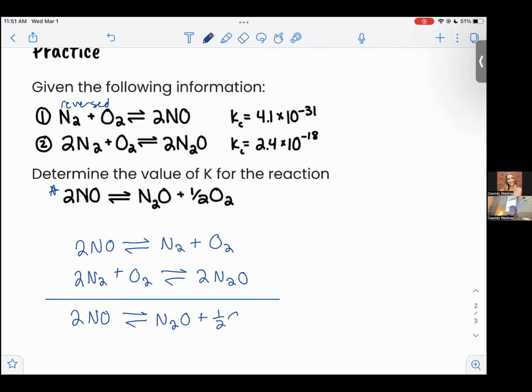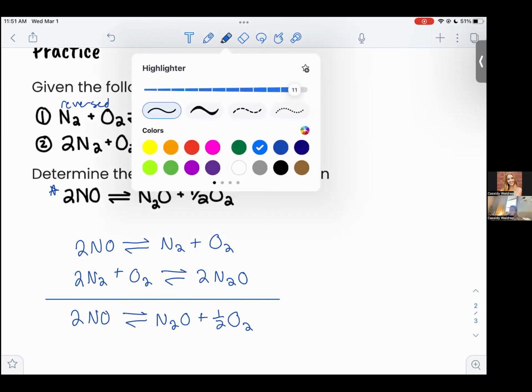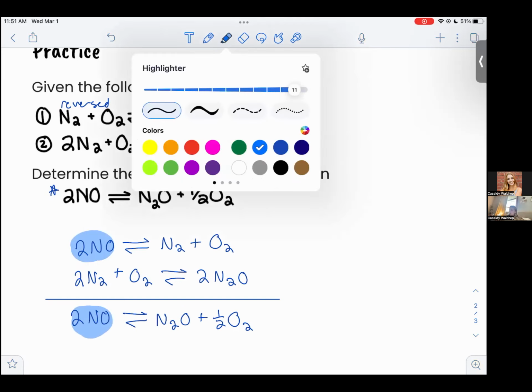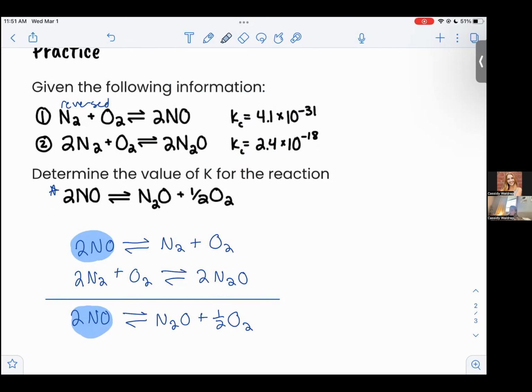So let's look at what we're dealing with right now using this highlighter. I have one NO, and that's the only NO in this entire thing, and that's right there. So we are good to go with that. Now let's look at my N2s. I have an N2 here and an N2 here. Well, that's wonderful because they're on opposite sides, so they would cancel out, right? But the issue is that there's one more N2 on this side than there is up here. So I'm going to take that into account.